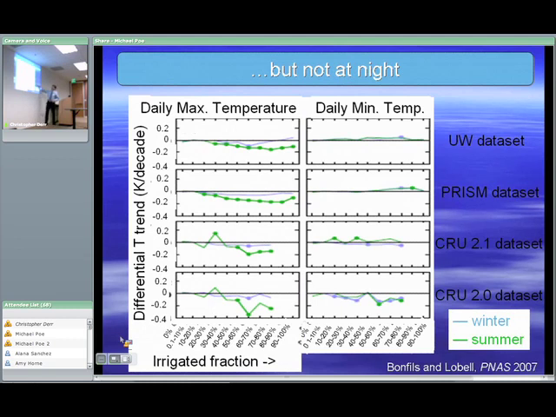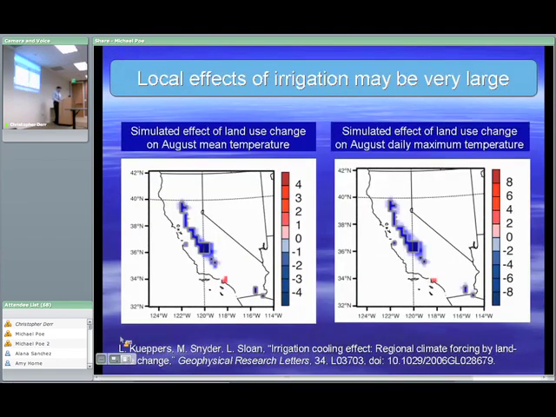This is the same analysis done for nighttime temperatures. And what you see for nighttime temperatures is that irrigation seems to have no effect. And that's exactly what you expect. So what this is showing is that irrigation seems to be a cooling influence, and it seems to be a cooling influence in summer, in daytime.